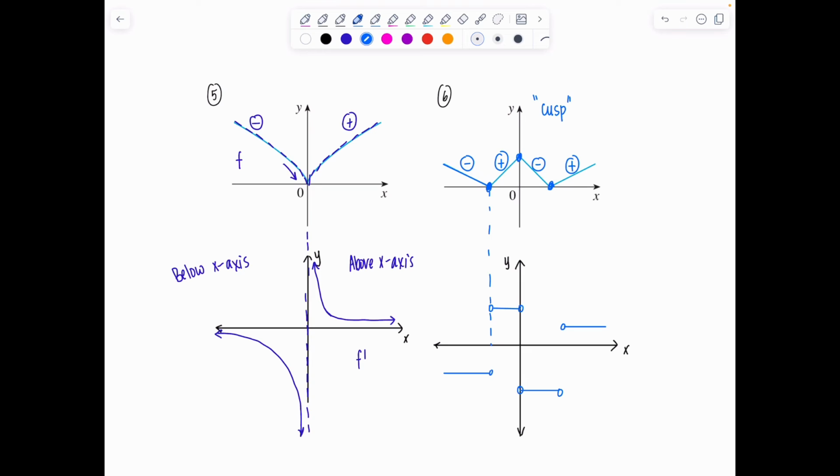So negative, positive, not super steep, not super steep. So like a medium negative number, a medium positive number. Positive, negative, more steep, more steep. So a bigger positive number, a smaller negative number.